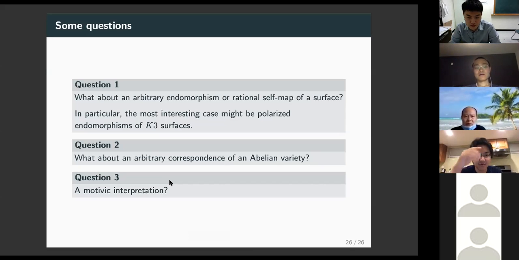As for question one, are there interesting classes of polarized endomorphism on K3 surfaces, other than Frobenius? You mean more concrete? In characteristic 0, there are no polarized endomorphisms on K3 surfaces, right? So what is the interesting class of polarized endomorphism?